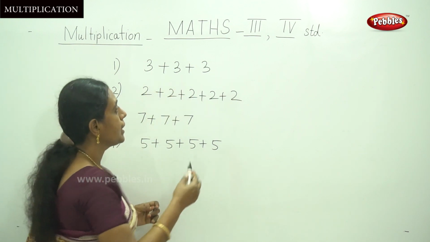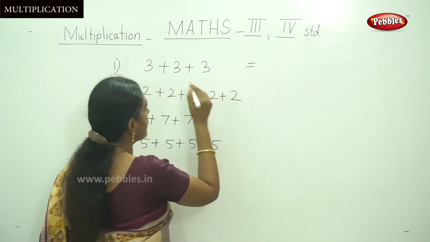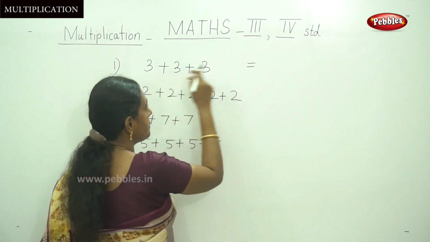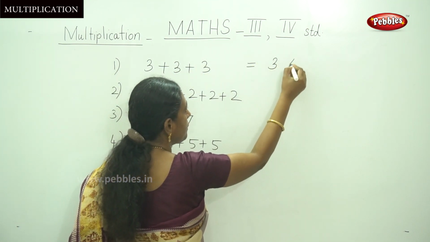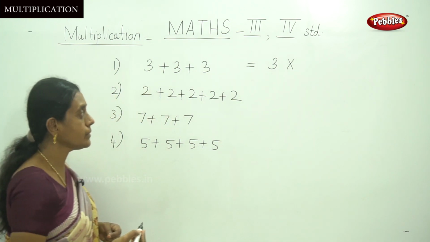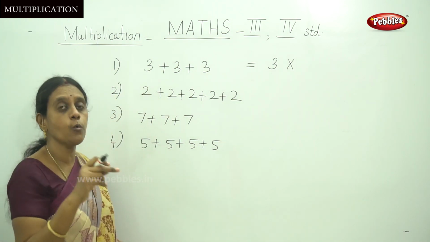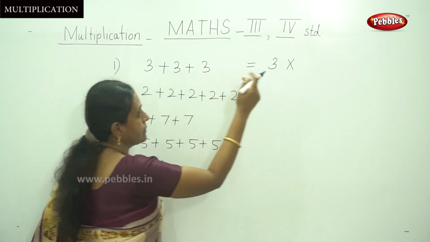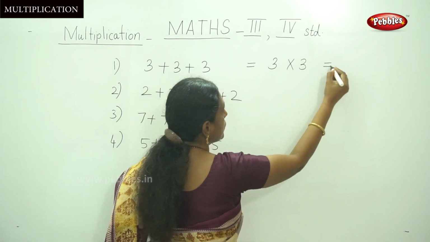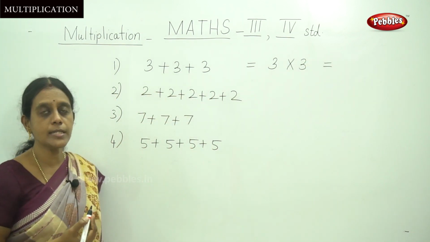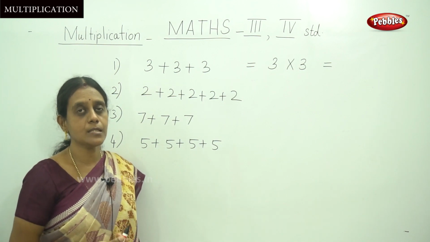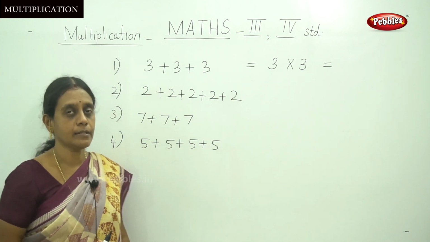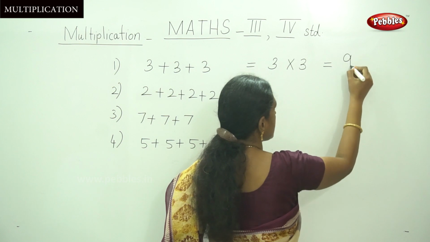Now, for 3 plus 3 plus 3, let me write like this. What is the number? It is 3. Put a multiplication sign. Now calculate how many times it is written: 1, 2, 3. Then you say the 3 table: 0 3s are 0, 1 3 is 3, 2 3s are 6 and 3 3s are 9. This is the answer.